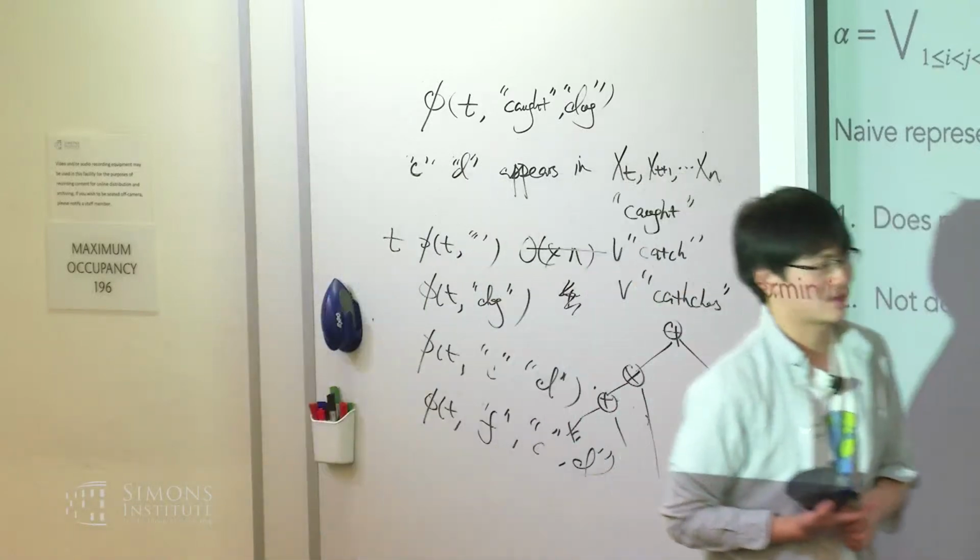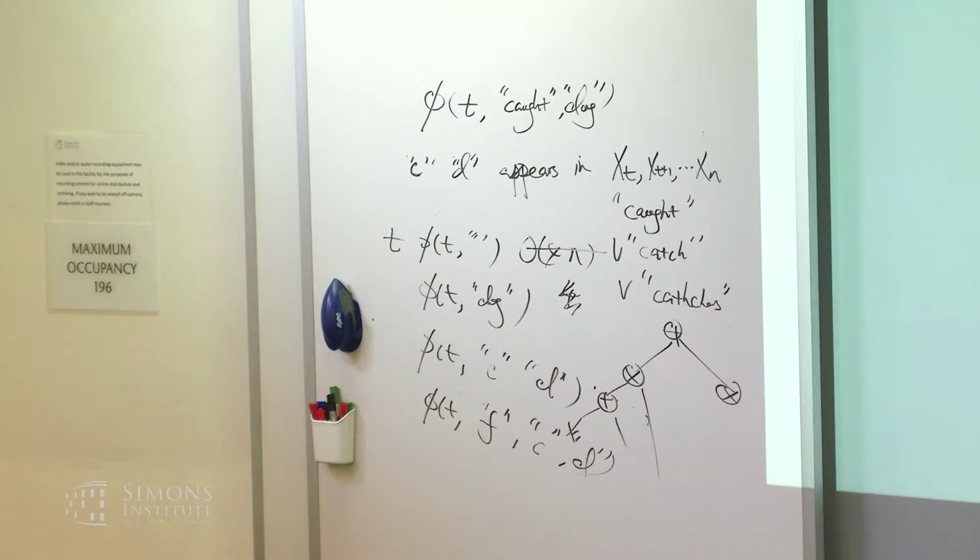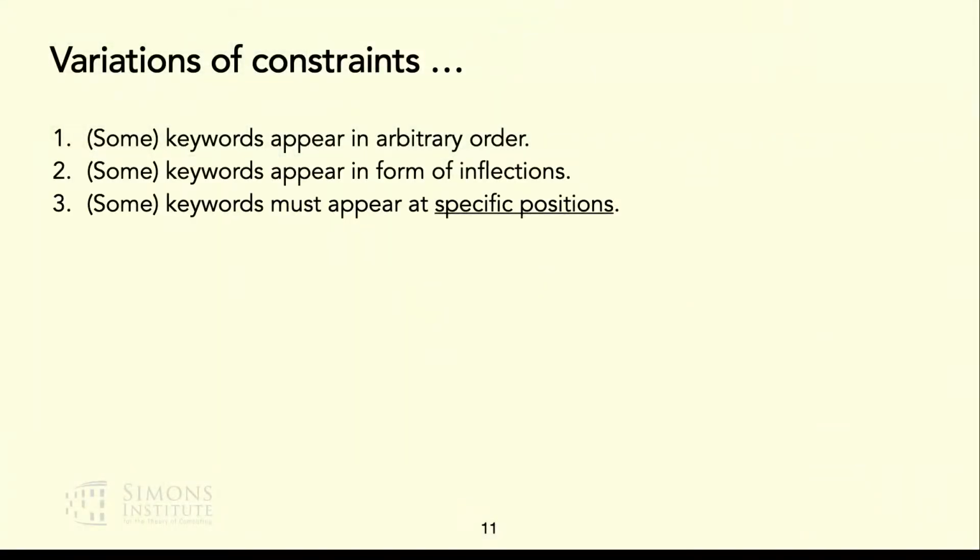Okay, try to be fast. Well, I mean, there are variations of constraints we have talked about.